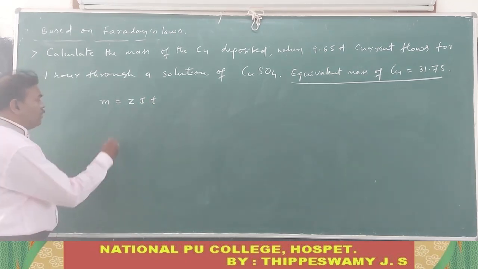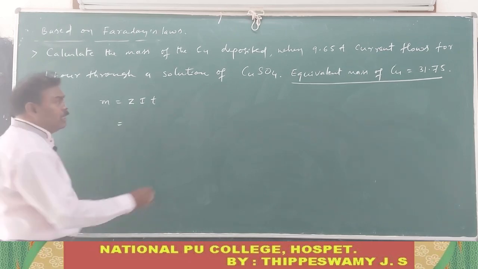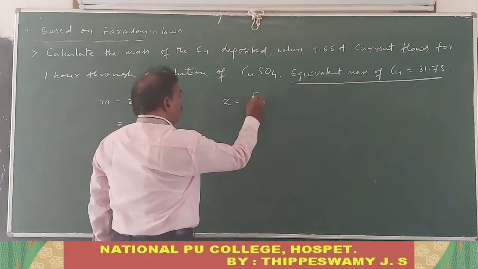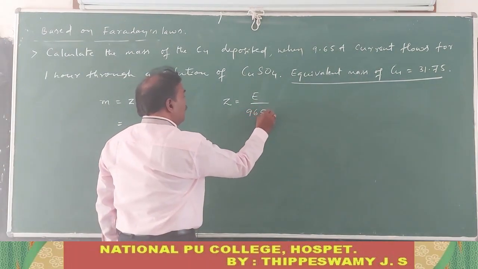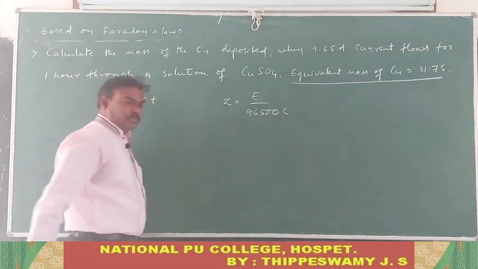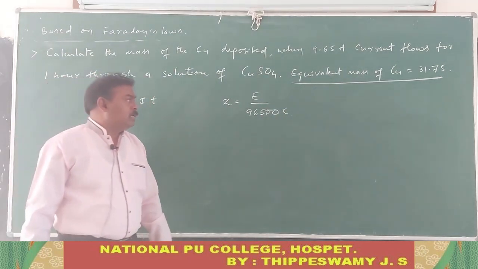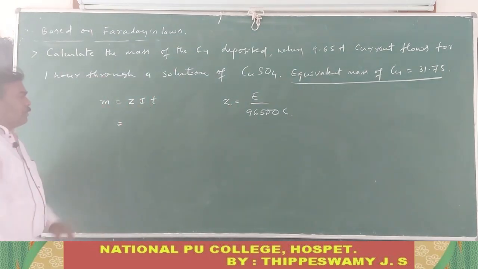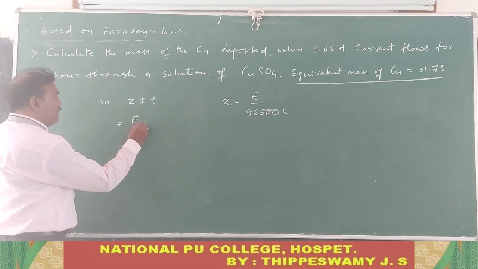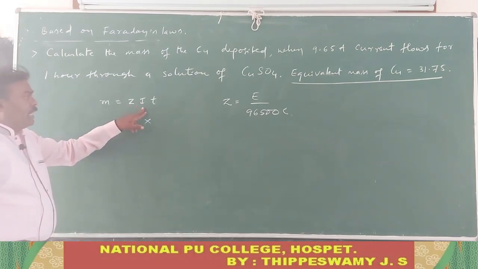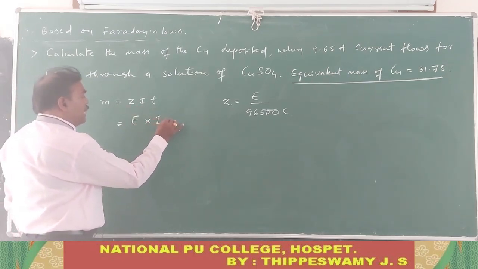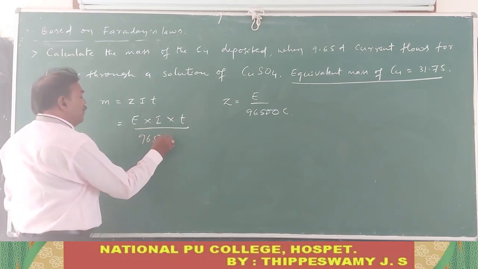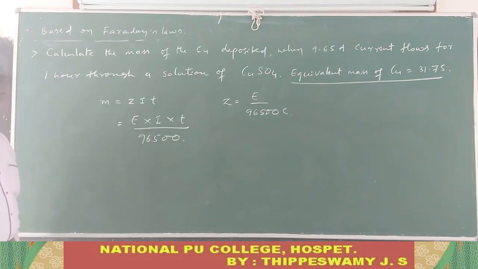Now we know the relation for the electrochemical equivalent: Z is equal to E divided by 96,500 coulomb. So now we can substitute the value of Z: E into I into T divided by 96,500 in this manner. Following all of you?